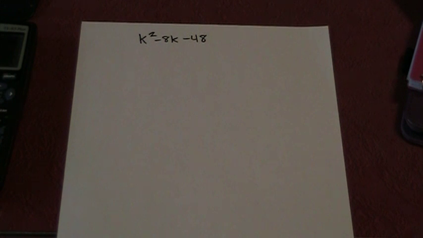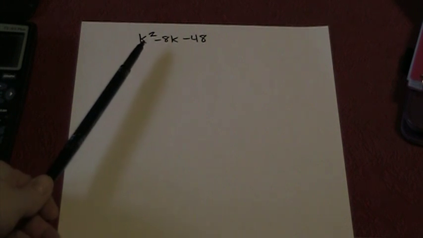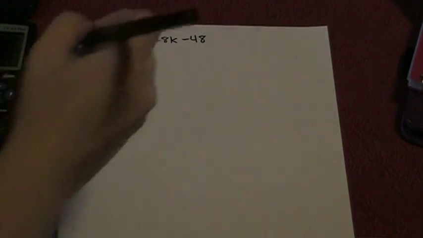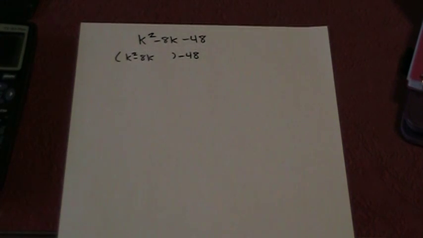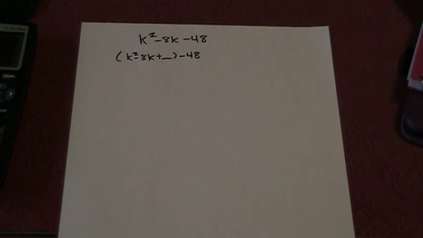So, the first thing we do when we're completing the square is we want to separate my terms with variables from this constant term. And so I'm going to use parentheses to do that. So I'm going to write k squared minus 8k in the parentheses and minus 48 there at the end. And then we also need to think about, okay, if I add a number here, I can complete the square.